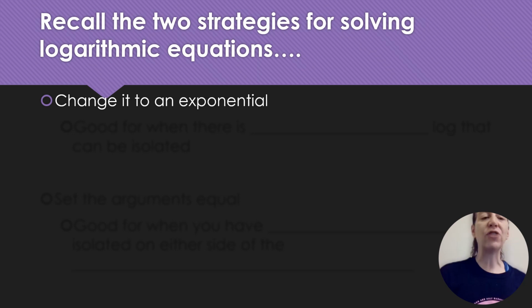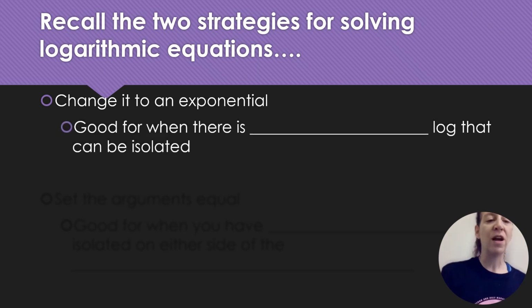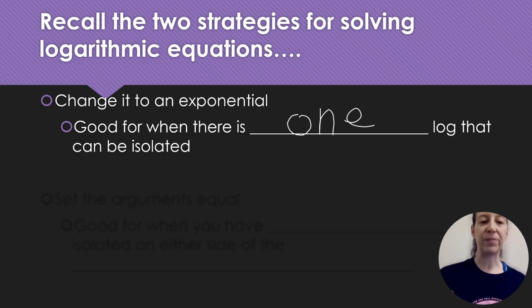So the first strategy is to change it to an exponential. So when does this work? This is good for when there is one logarithm that can be isolated. Okay, so if you're looking at your equation and there is one logarithm and you are able to get that logarithm by itself, then this is a good strategy to use. Now, it kind of depends on what's on the other side of the equation, but this is certainly something that you would want to try. So kind of keep that in mind. One logarithm, change it over to an exponential.